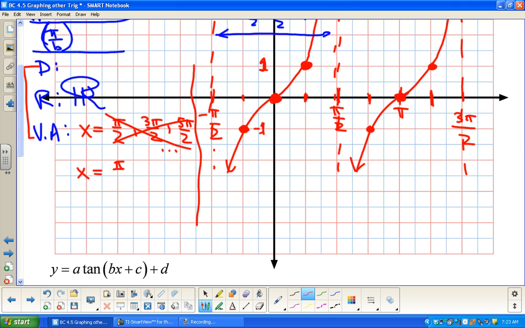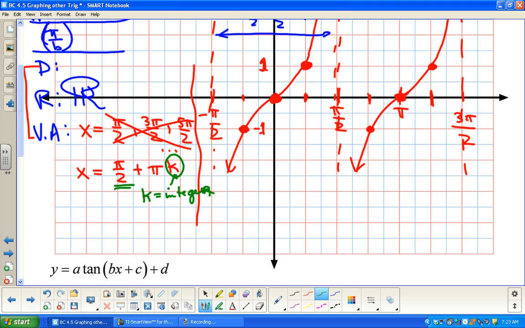Pi over 2 is the first one, plus, how far apart are they? Well, remember the period for this is pi, and it takes pi to get to the next one. So what I'm going to do is say times pi k. Now this k, you don't have to write anything about it, but it is assumed to be an integer. In other words, a whole number, positive or negative or 0. And so the idea is, if k was 0, this would just be pi over 2. Pi over 2 plus pi times 0.